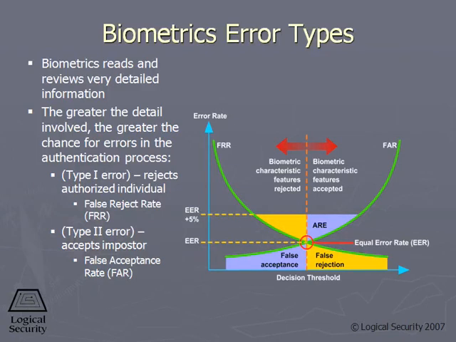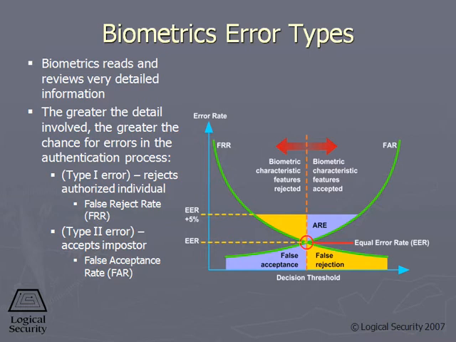Now, I said that there's different types of errors that could take place when we're using biometrics, and they're referred to as type 1 and type 2 errors. So a type 1 error would mean that I have an account, I've gone through the enrollment phase, and I try to authenticate, and I'm rejected. So type 1 is somebody should be authenticated, but they're rejected.